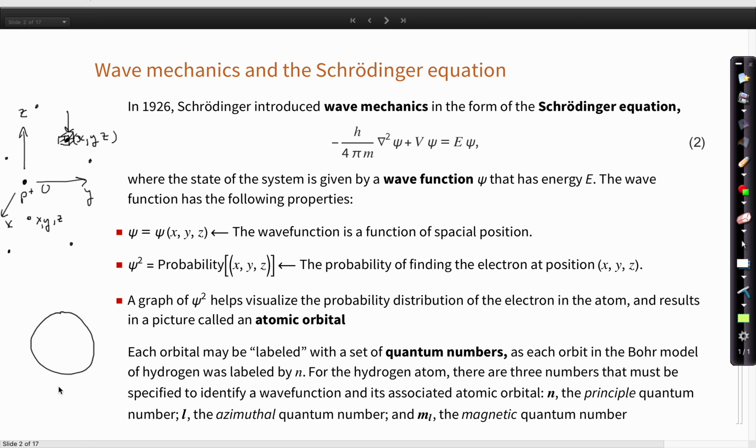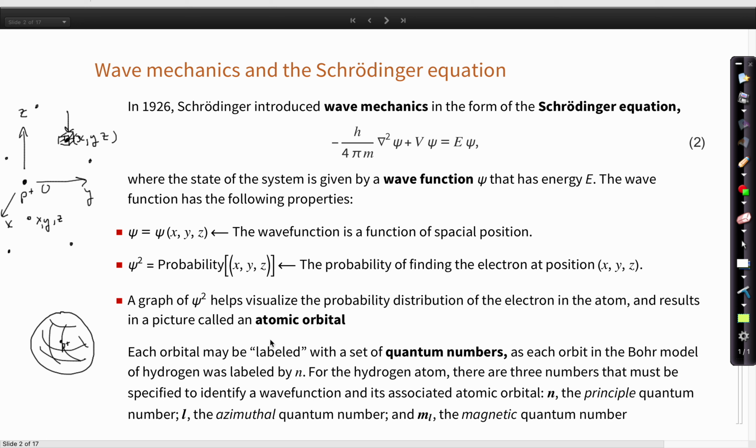Now, why do we say probability? Because remember, the Heisenberg uncertainty principle says we can't know for certain where the electron is, and we can't know for certain how it's moving. But we can know some statistics on where it is, some probabilities on where it is. And so this Schrödinger equation follows the Heisenberg uncertainty principle, because it doesn't tell you exactly where the electron is. It doesn't tell you the exact way the electron's moving, but it does tell you the probabilities of finding the electron in some region around the nucleus. And the picture of that probability distribution is called an atomic orbital.